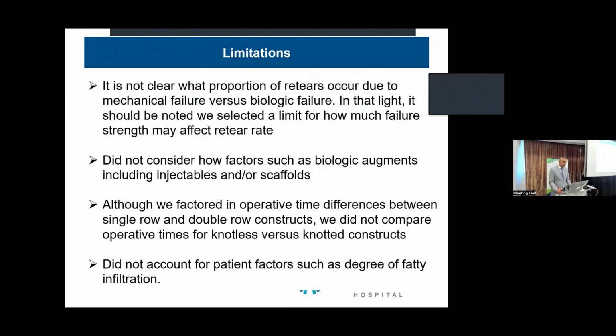So, limitations: it's not clear what proportion of re-tears occur due to mechanical failure versus biologic failure. In that light, it should be noted that we selected a limit for how much failure strength may affect the re-tear rate, as obviously a stronger anchor doesn't prevent re-tears by an unlimited amount. And we did not consider factors such as biologic augments, including injectables and or scaffolds. Although we factored in the operative time difference between single and double row constructs, we did not compare operative times for knotless versus knotted constructs. And we did not account for patient factors such as degree of fatty infiltration.